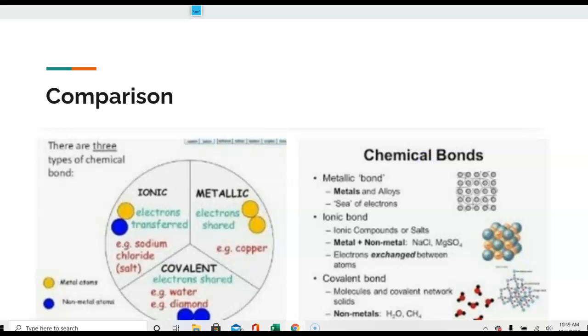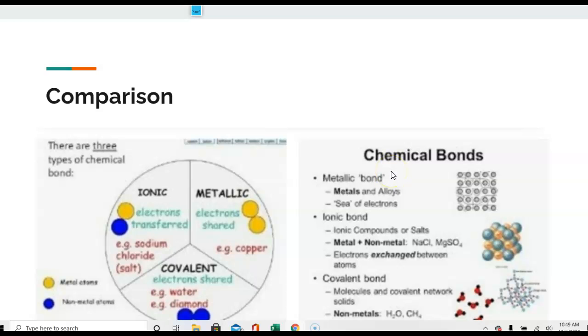Okay, so a quick comparison. There are 3 types of chemical bonds, and ions or ionic bonds are made of metals and nonmetals. Metallic bonds are made of metals with electrons shared amongst all of them, and then covalent bonds are where nonmetals are sharing only the valence electrons. So you see a good example of all of the different kinds of bonds there.